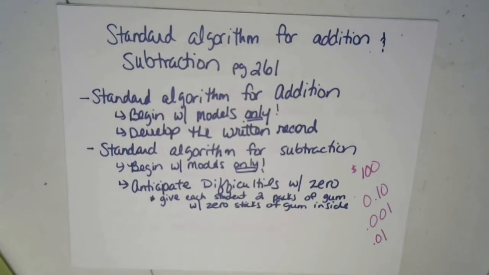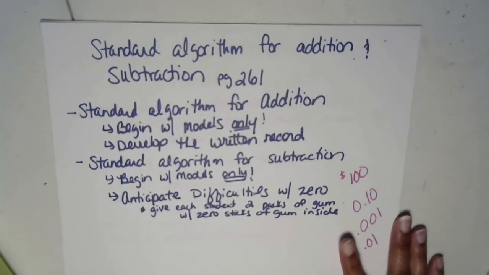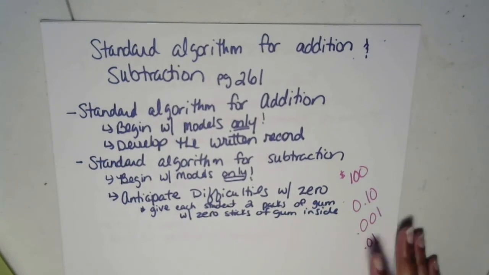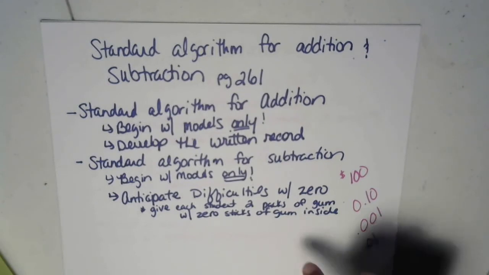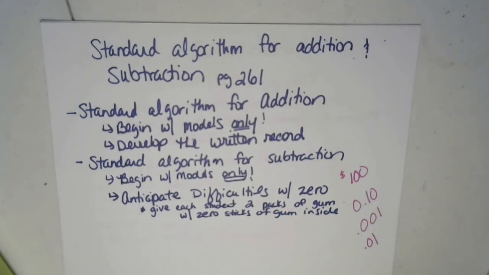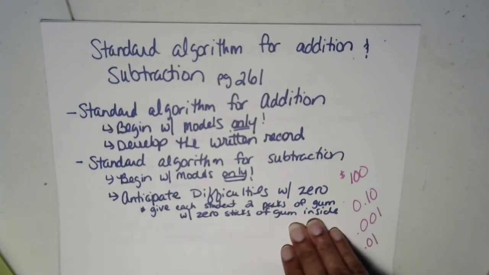You could use boxes. You could use your Girl Scout cookie boxes. That might make them cry. With no cookies in each box. How many cookies do we have? Just anticipate. And then again, you want to develop a written record because that's where your algorithm is coming from.